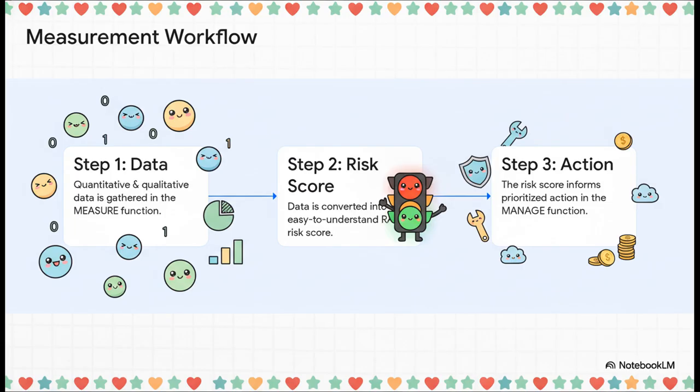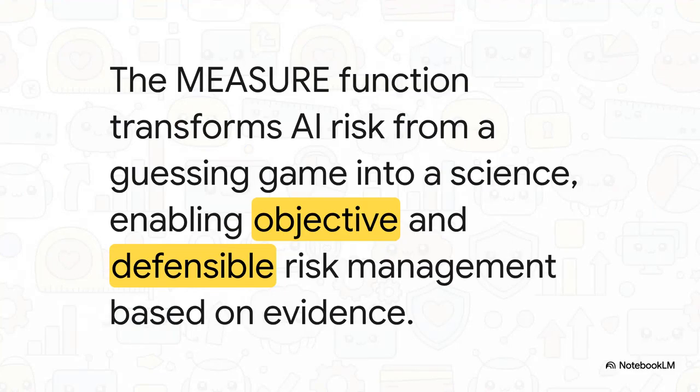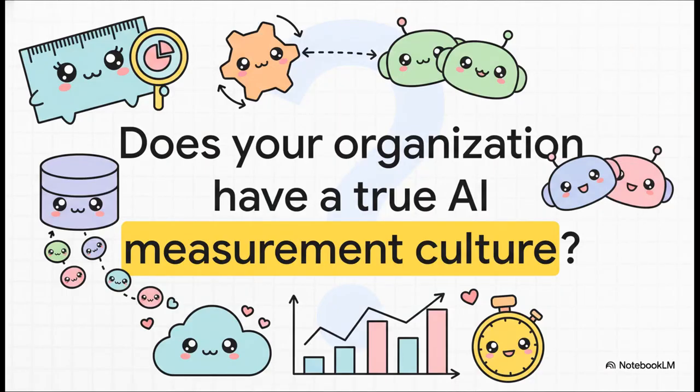to manage those risks. So when you boil it all down, what this all means is that the measure function is what transforms AI risk from a subjective guessing game into a data-driven science. It lets you move beyond just vague concerns and actually manage your AI systems based on objective, defensible, and continuous evidence. And that really leaves us with one last question to think about.